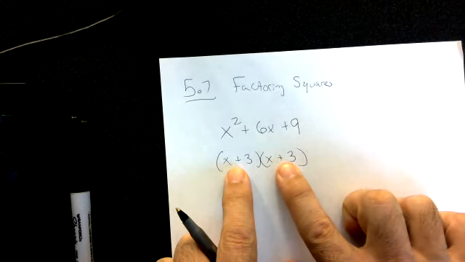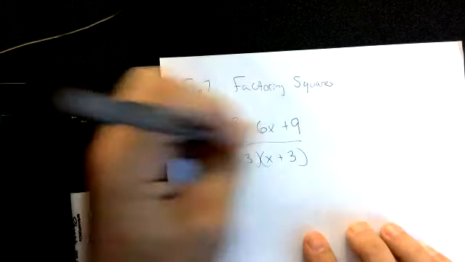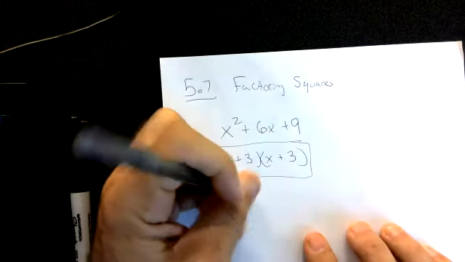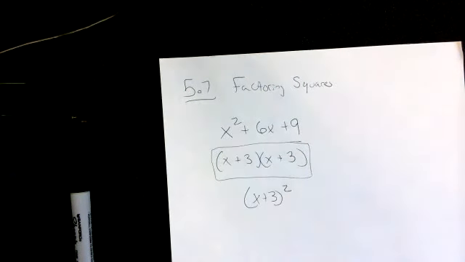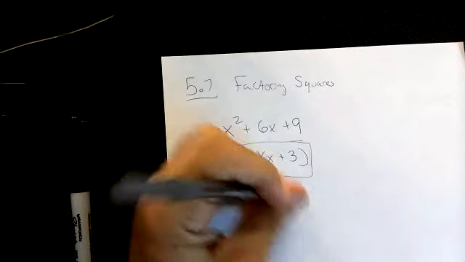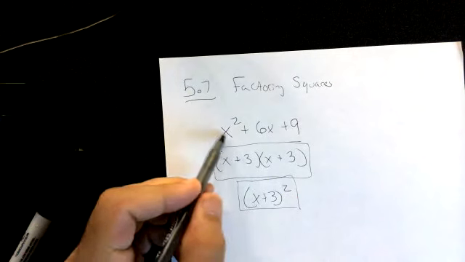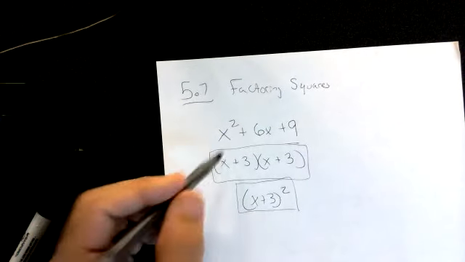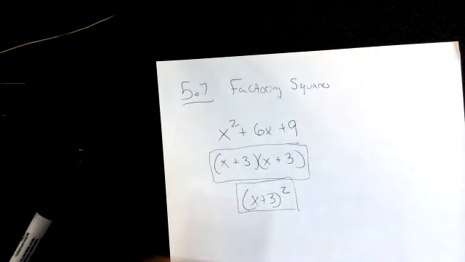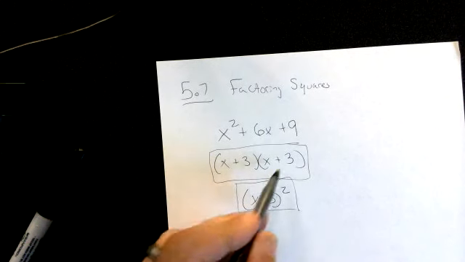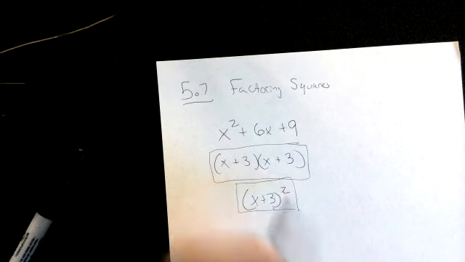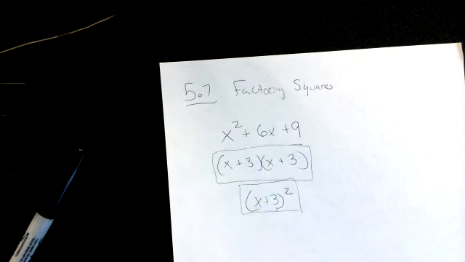x plus 3 times x plus 3, you can either write it like this or that, x plus 3 quantity squared. MyMathLab actually takes either. So technically this isn't learning anything new. You can factor this in the exact same way we did the previous section and write it as 2 separate factors, or once you have it factored, you can write it as 1 quantity squared.